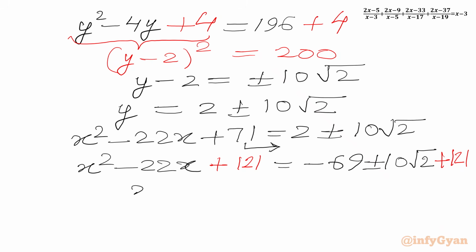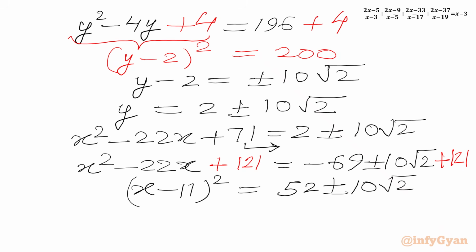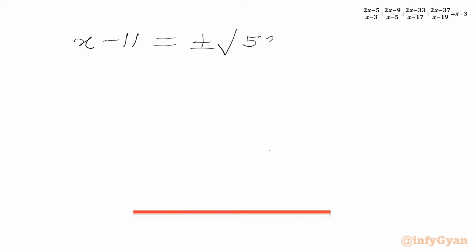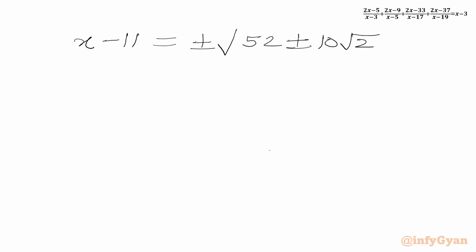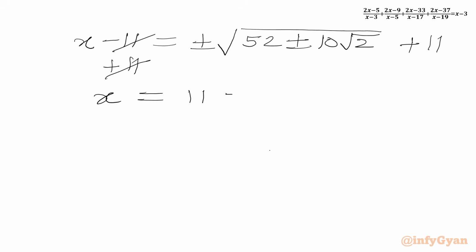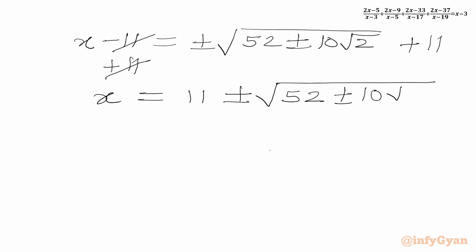We will get LHS equal to x minus 11 whole square, and RHS will be 121 minus 69. We will get 52, so I can write here 52 plus minus 10 square root 2. We'll take the square root on both sides. So we can write x minus 11 will be equal to plus minus square root of 52 plus minus 10 square root 2. Now we will add 11 to both sides, so plus 11 minus 11 will cancel out. We will get x equal to 11 plus minus square root of 52 plus minus 10 square root 2.